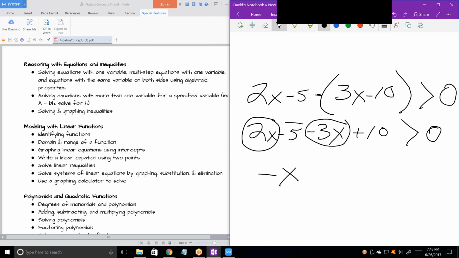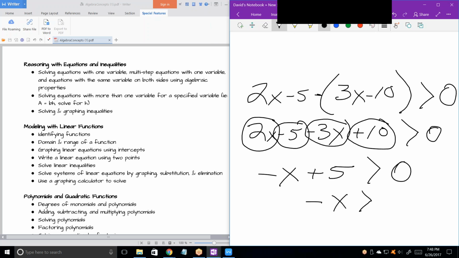Now let's combine these like terms. 5. Plus 5. Need the plus sign. You can't leave it out because it's part of an expression. Okay? Now, what's the next step? I'm getting close to an answer. Subtract 5. Good. So, -x, -5. Okay. What's the last step?